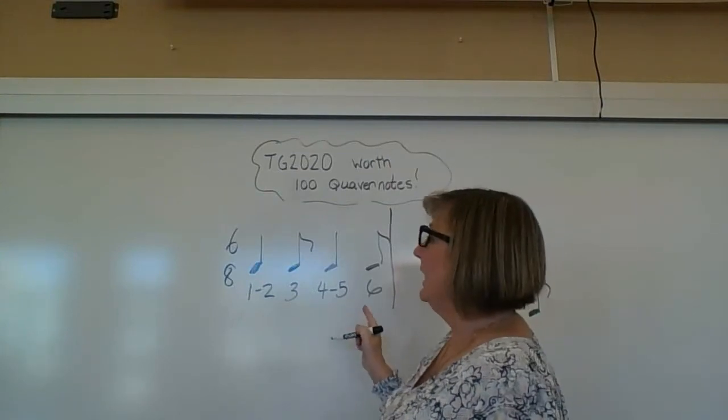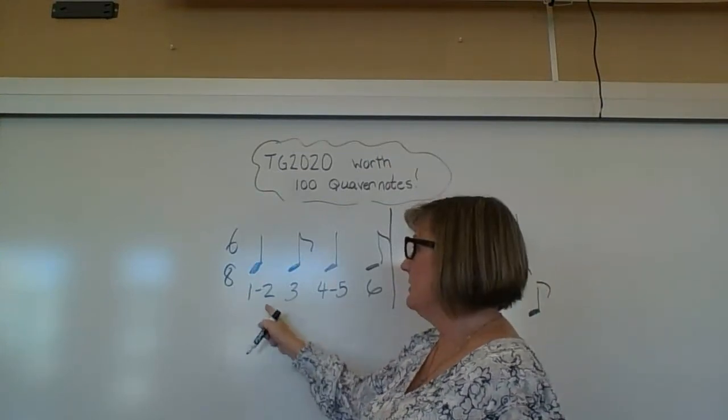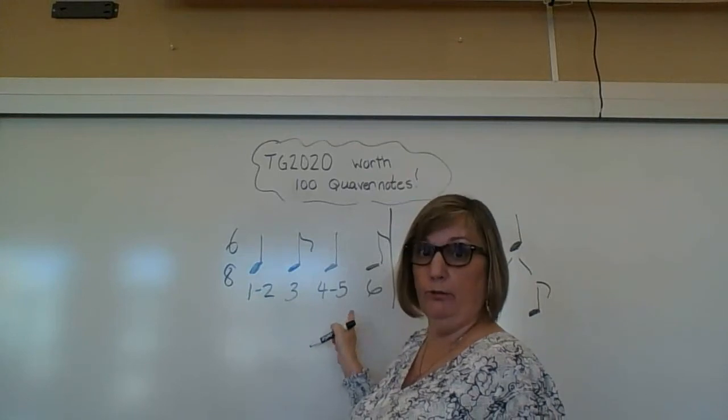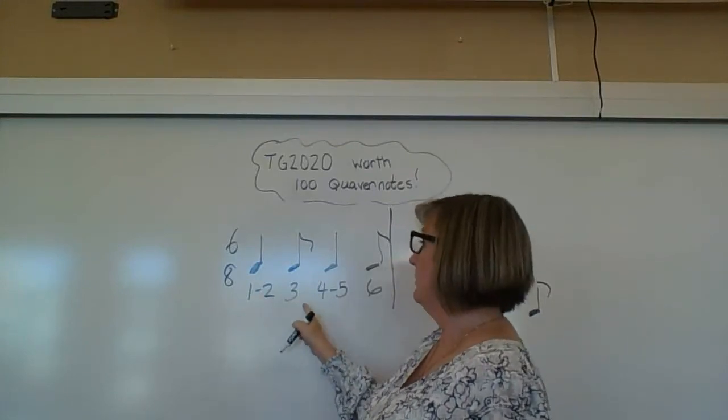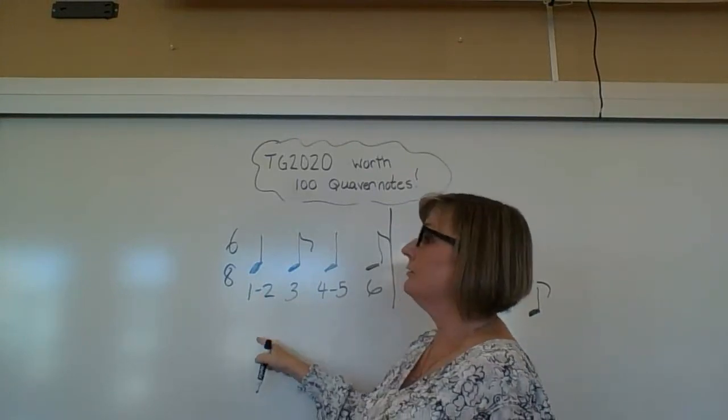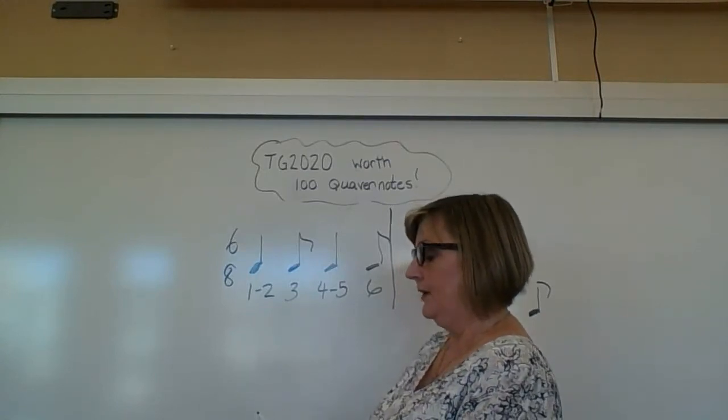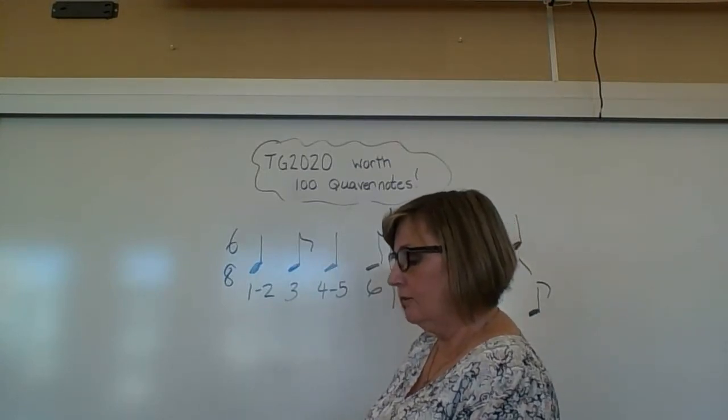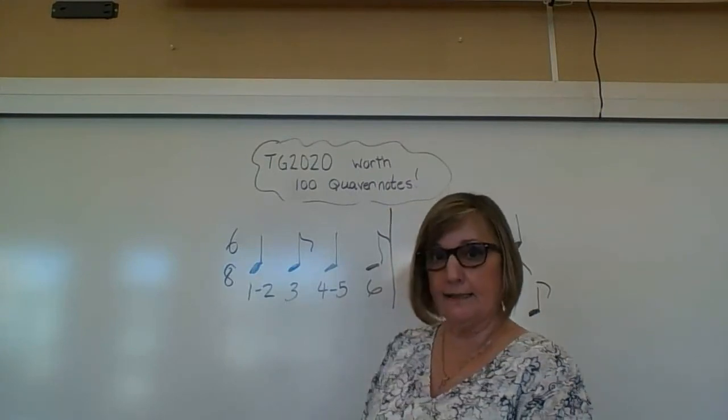So the proper way to count in 6/8 then is to count to 6 over and over again. 1, 2, 3, 4, 5, 6. 1, 2, 3, 4, 5, 6. And you continuously count from 1 to 6.